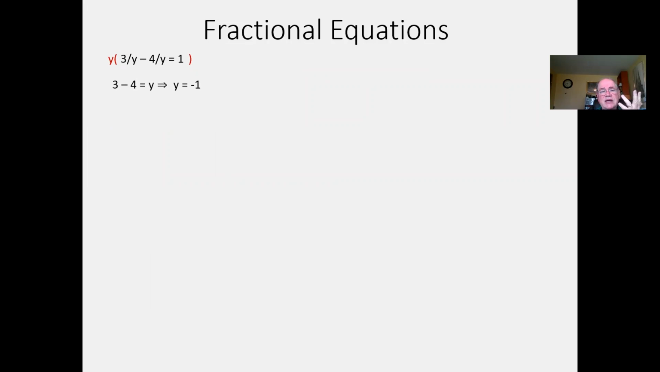Okay. By the way, 3 over y minus 4 over y, those are already over a common denominator. I could immediately have said that's 3 minus 4 over y, which is -1 over y, which will give us y is equal to -1.